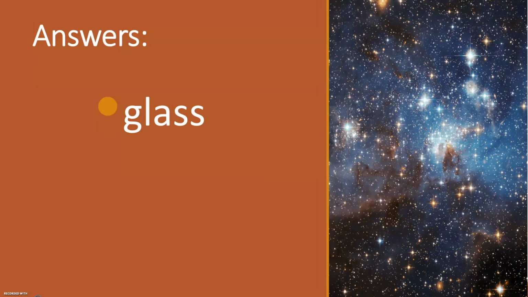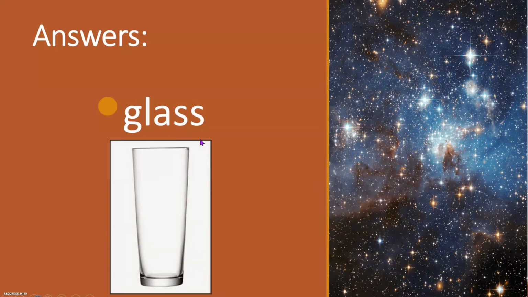Glass. G L A S S. Glass. Very good. So, a glass is a material that we use for drinking. This example right here is a transparent material. We can see right through this glass.